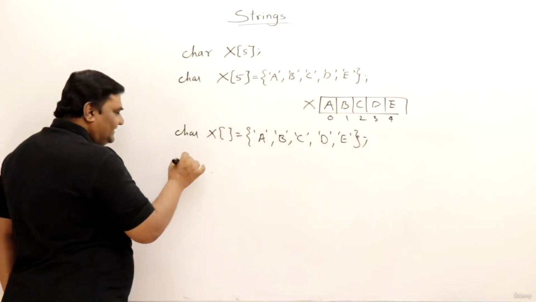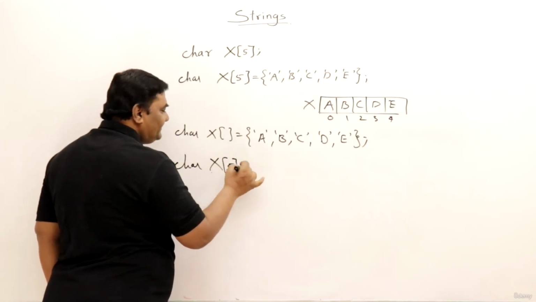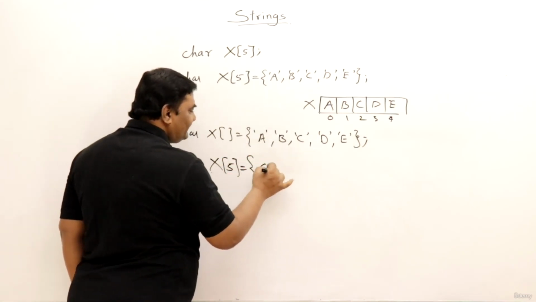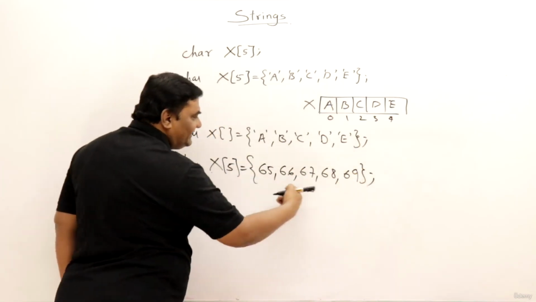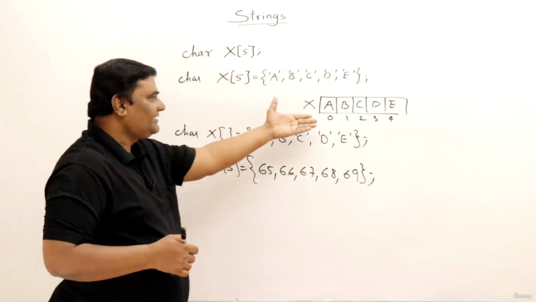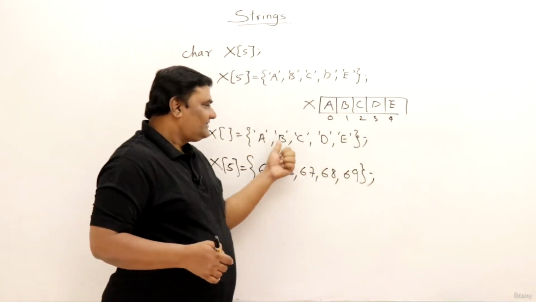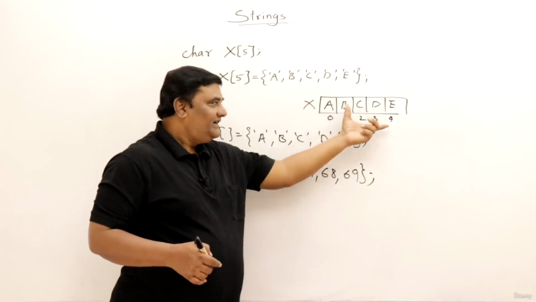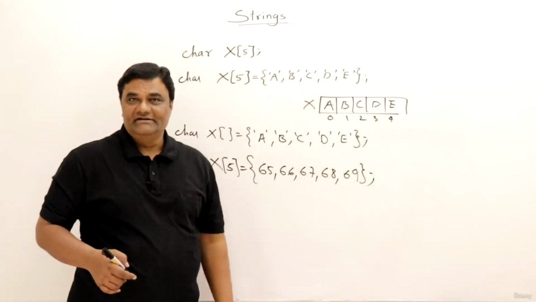And one more method: I can create an array by either mentioning or not mentioning the size, and write 65, 66, and so on. These are the ASCII codes for these alphabets. So the same array will be created, because 65 is for capital letter A and 66 for B and so on. So with all these three methods, the same array will be created.